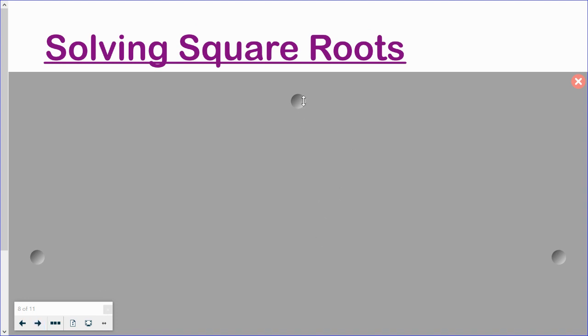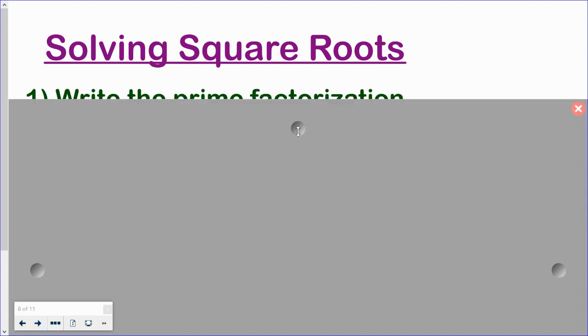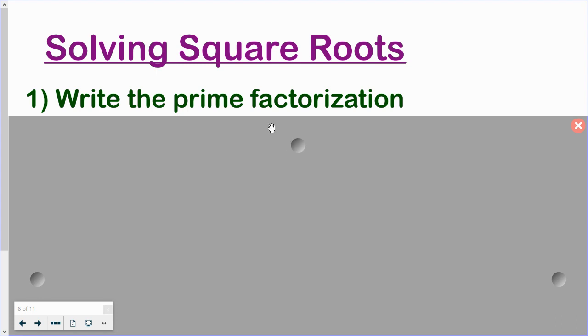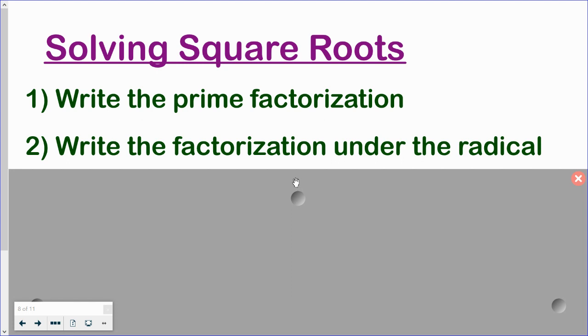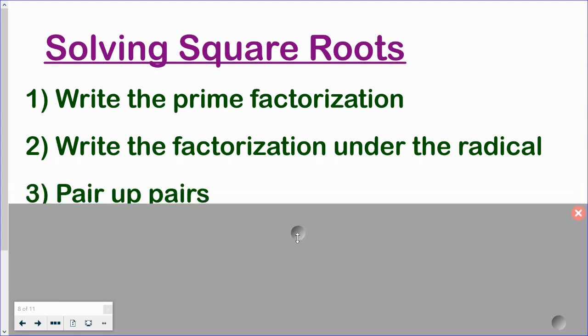When you are specifically solving square roots, step number 1 is to write the prime factorization. These steps should not be new, but you might not have them written down. Step 1 is writing that prime factorization. Step number 2 is to write the factorization under the radical. So you take your prime factorization tree and you write it under the radical or the square root sign.